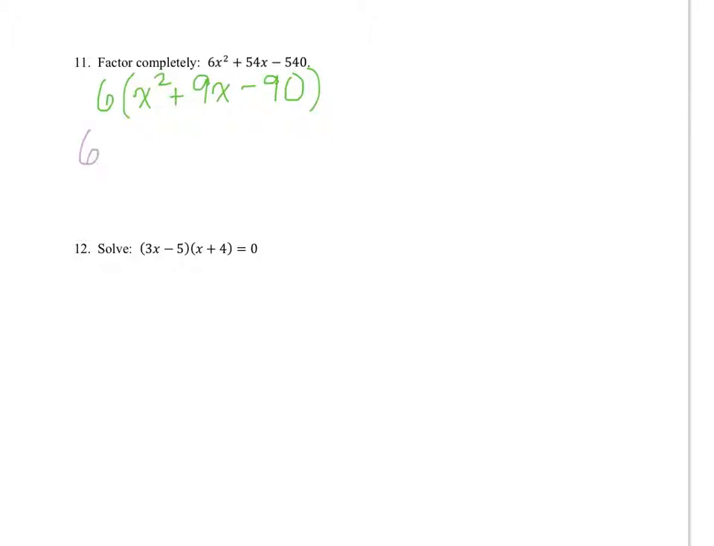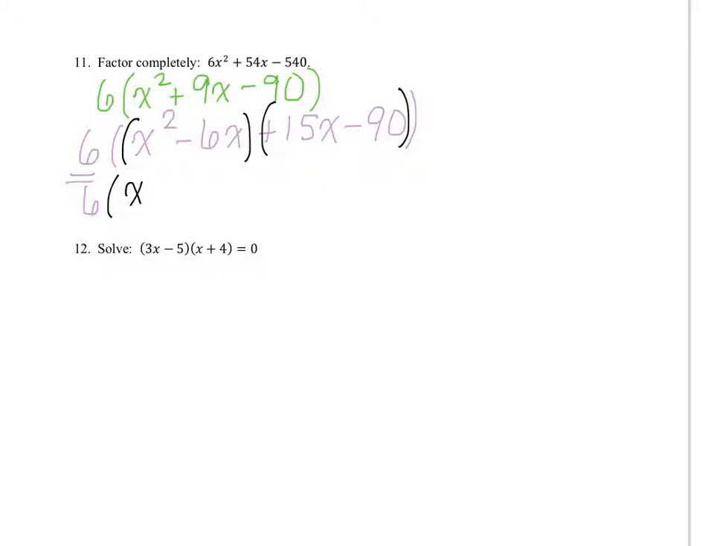So we have 6 times x squared minus 6x plus 15x minus 90. Keep this 6 in mind, and let's just deal with inside the parentheses. Let's go ahead and scoop. We're going to keep the 6 here, and from x squared minus 6x, the greatest common factor is x, and you're left with an x minus 6 on the inside.